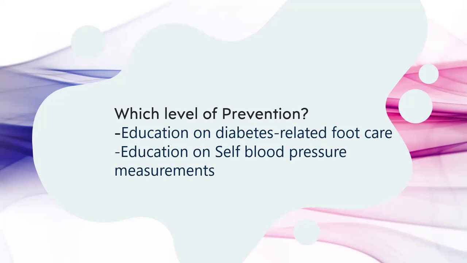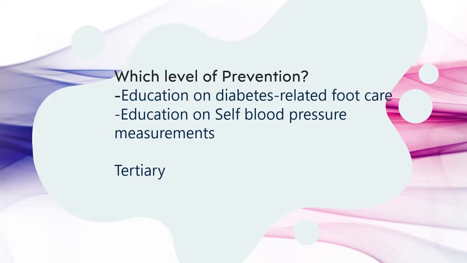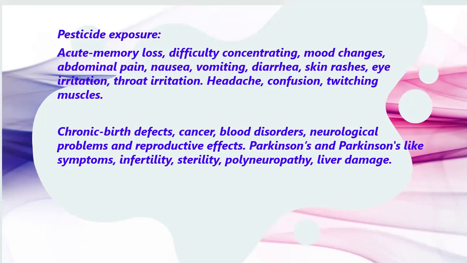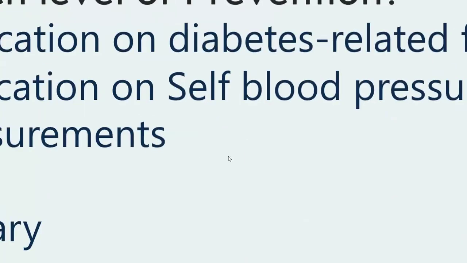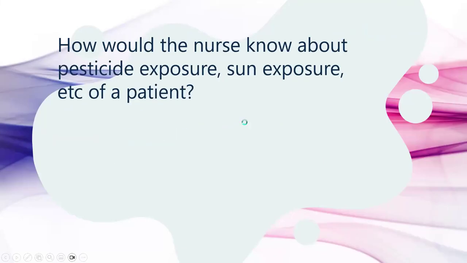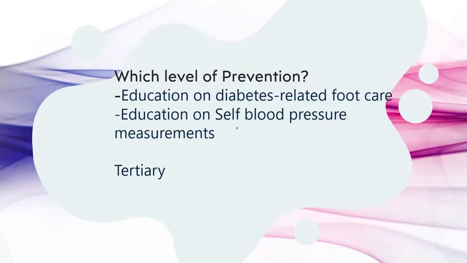Education on diabetes related foot care and self blood pressure measurements. Tertiary. Exactly. They're tertiary because here the person has diabetes and hypertension. So they're tertiary. We're telling them about it, so they already have something. This person has hypertension, and the other person has diabetes, even though it is not a medication, because we kind of think it has to be a medication to be tertiary, but no.